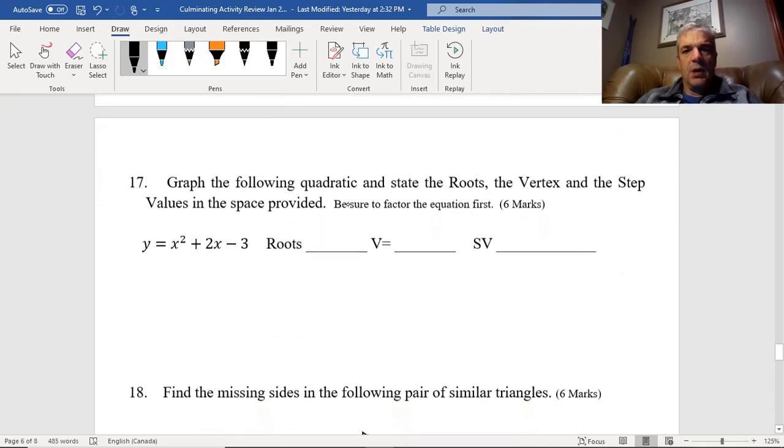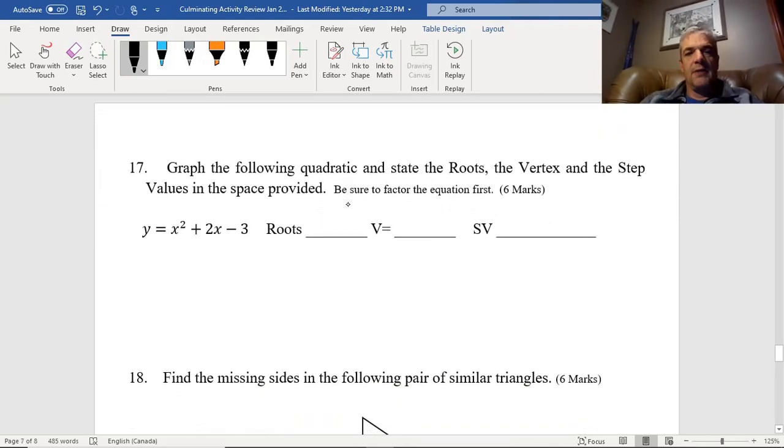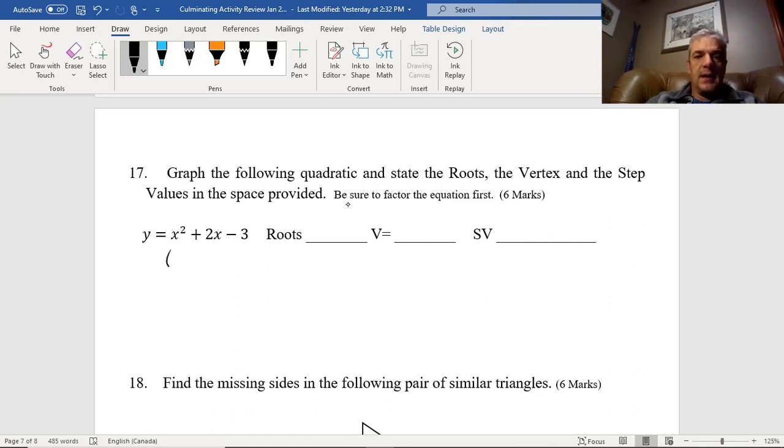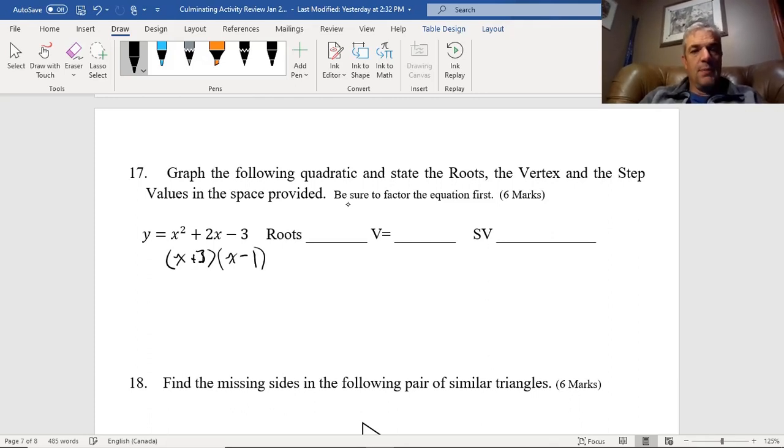Okay, and then the last one is one where you would have to actually take this equation and get the roots, step value, and vertex by factoring first. So what we want to do is factor this. So remember, factors of 3 that have a difference of 2. So I go x and I go x. Two numbers that multiply to 3 and have a difference of 2, and the bigger one will be positive. So that will be 3 and 1, and 1 will be positive, 1 will be negative. And this becomes my equation.